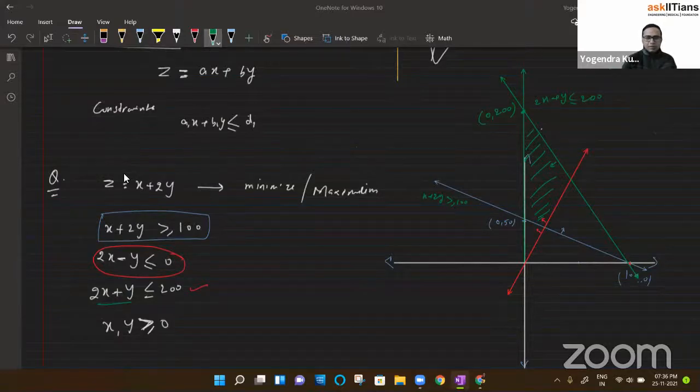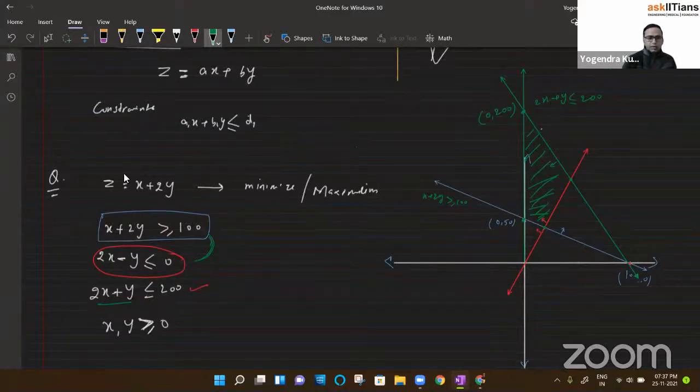Yes, the feasible region is coming out like this for everyone. This point is (0, 50). Now we need to find these other points as well. So we need to find the points of intersection of this line and these two lines.